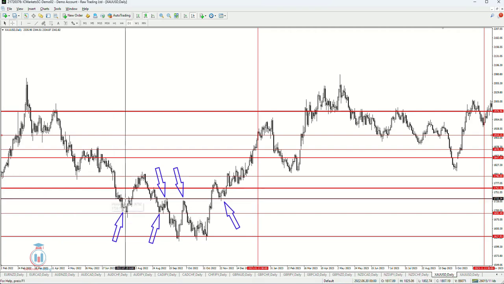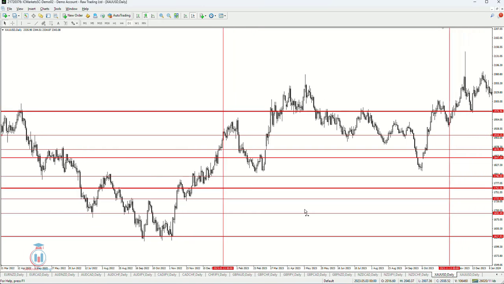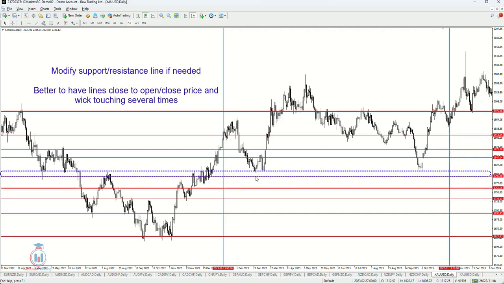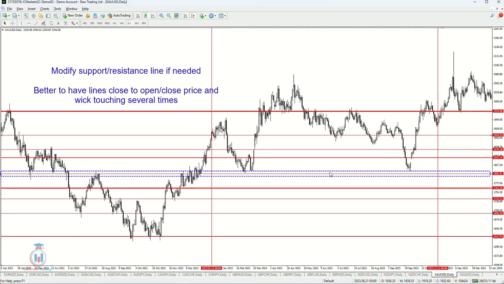This is the area where the price is respecting. It is also respecting here. This is respected, and this is also respecting. So I will leave this one as it is. Now when we check this line and how the price behaves, the price goes up and respects this one. So I will modify this one a little bit because the price is touching several times here. Here it is, and then here it is again. And here it is very close to this one.